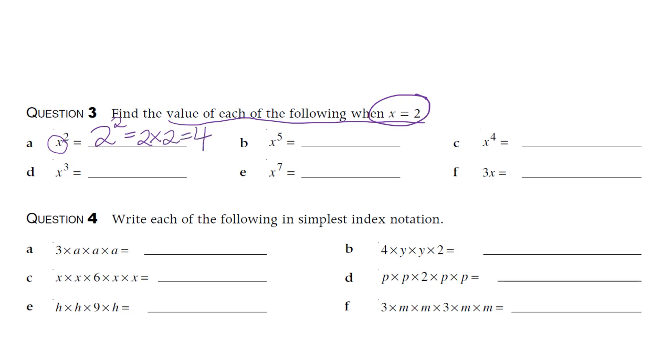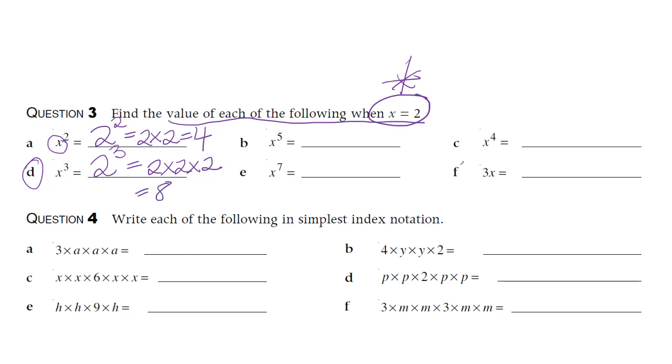I'm going to let you do B yourself. Okay? I'm going to do D with you. X cubed. What does x cubed mean? What does x equal to? X equals 2. So that means 2 to the power of 3. What does 2 to the power of 3 mean? 2 times 2 times 2. And what does that equal? 2 times 2 is 4. 4 times 2 is 8. So your answer is 8.